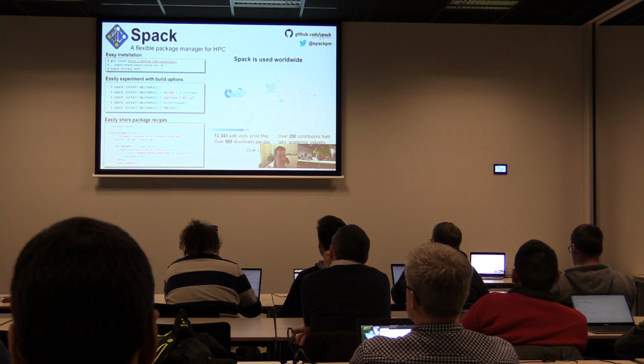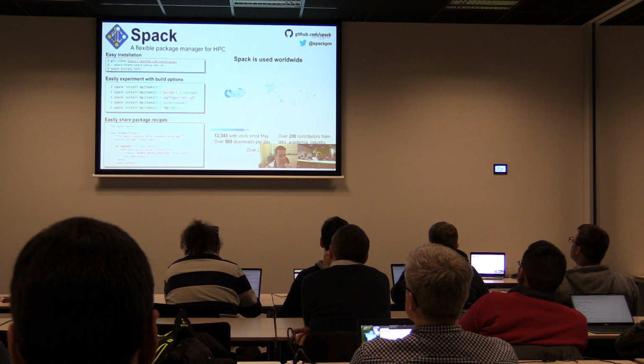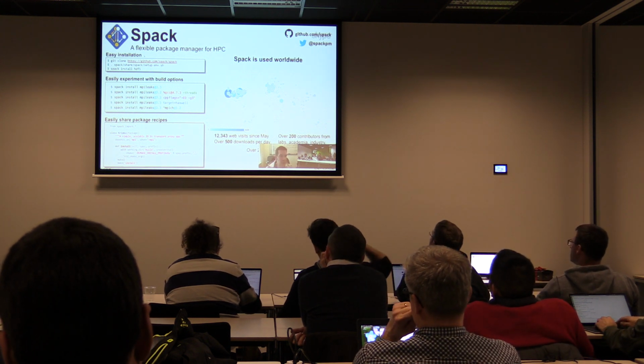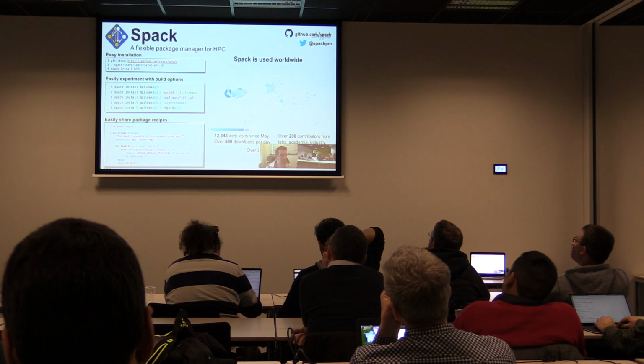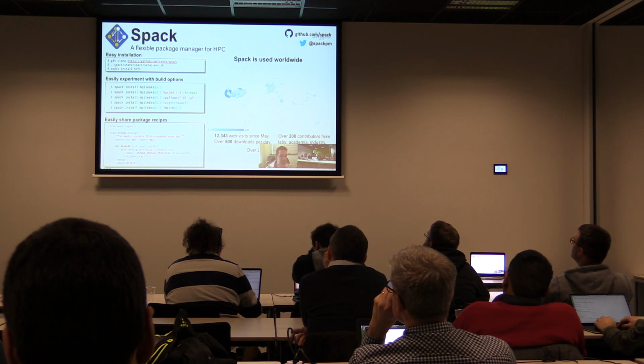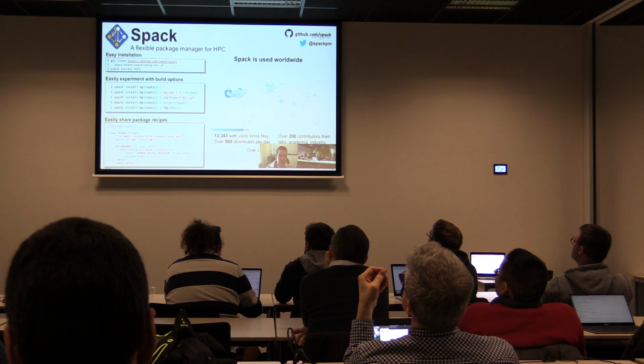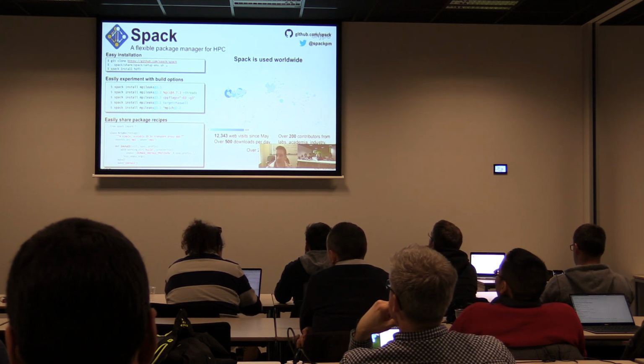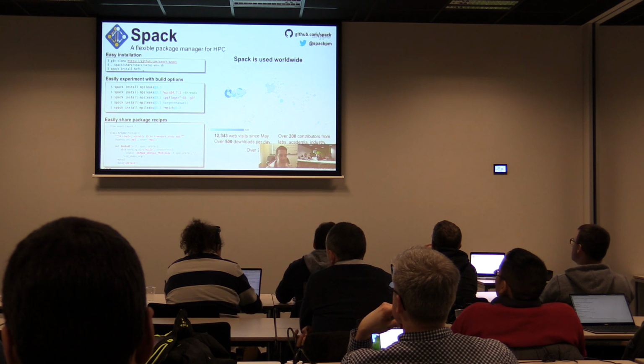I'll just cover how it differs from EasyBuild, since I don't have a whole lot of time for just an overview. We want it to be easy to install. You basically just clone Spack. You source a setup-env script. You don't actually even have to do that. You can just run the executable. And then you can install things with spack install hdf5.